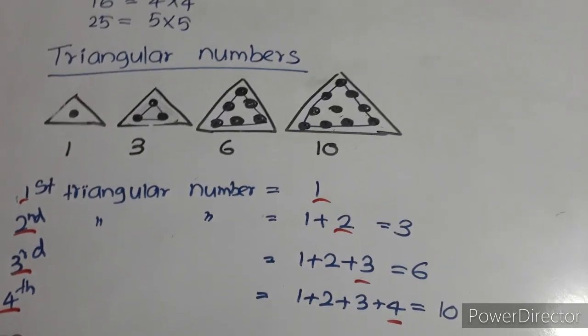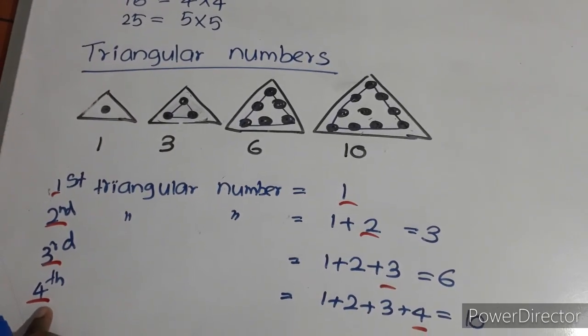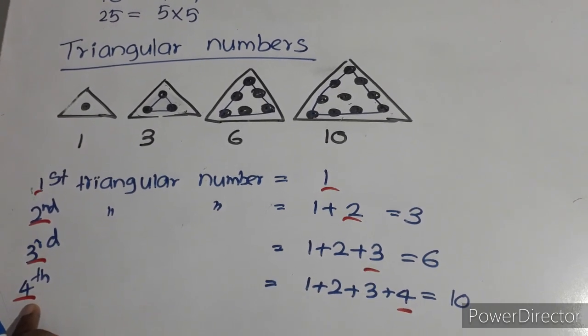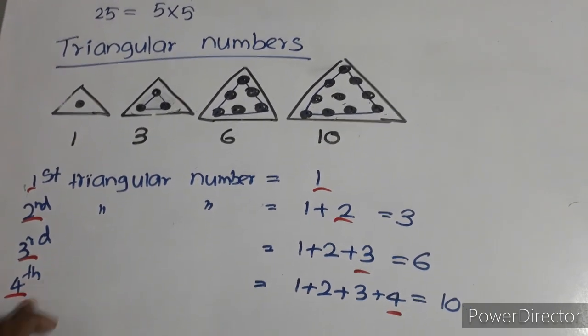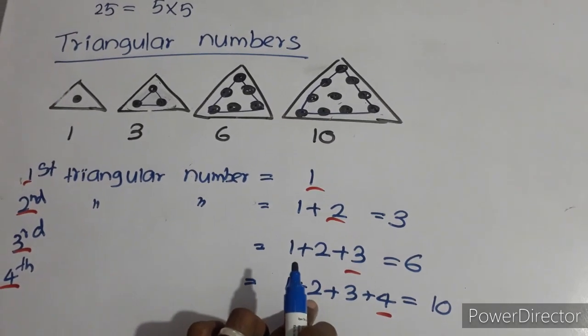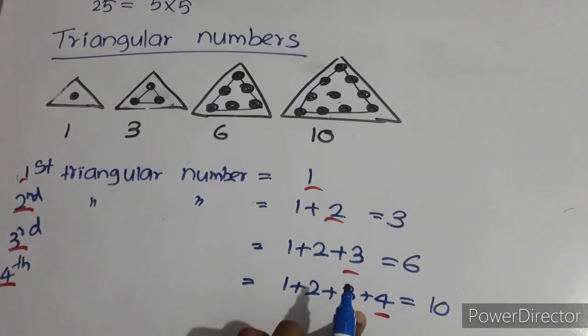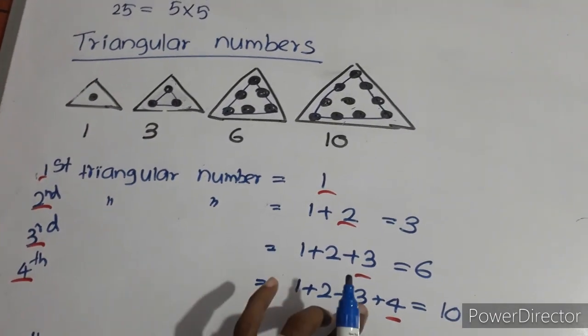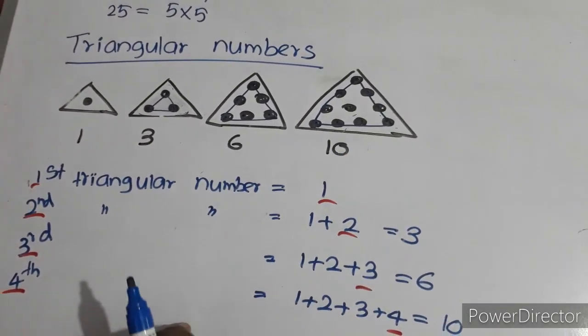Then the fourth one. To get the fourth triangular number, what do we have to do? Starting from 1, we have to add up to 4. 1 plus 2 plus 3 plus 4. Then it becomes 10. So the fourth triangular number is 10.